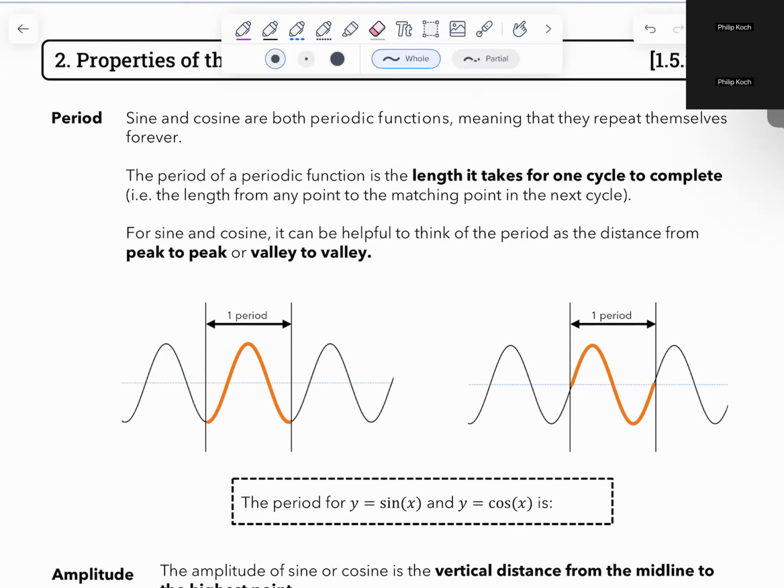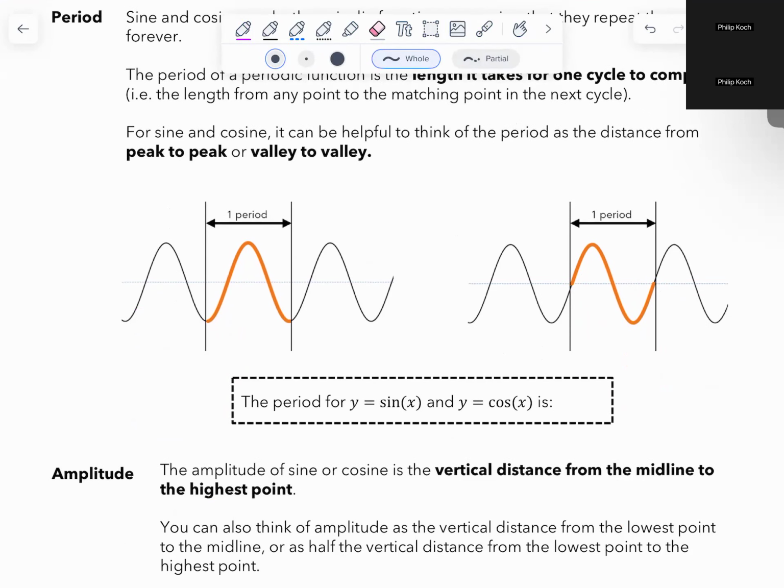So in particular, with sine of x and cosine of x, we're going to talk about the sinusoidal functions in more detail in a little bit. But for the basic sine and cosine functions, their period is 2 pi.